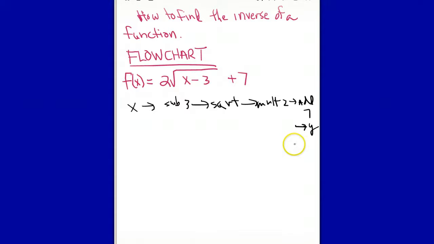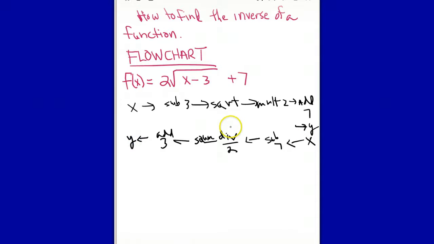Okay, well, remember, you're going back the other direction. So you set y equal to x, and then you just write the opposites of everything you just wrote down here. So I'm going to subtract 7, divide by 2. Then, oh my gosh, this is such a mess. I'm going to square something, and then I'm going to add 3. And that will give me my new y.